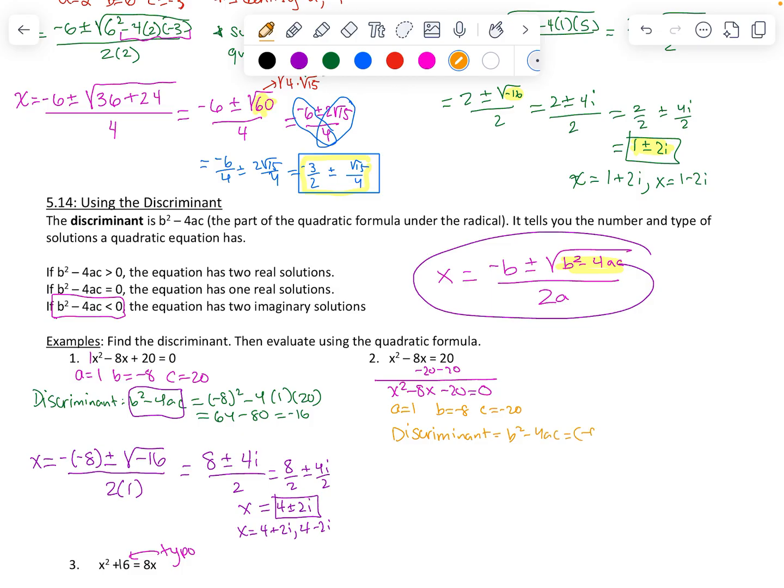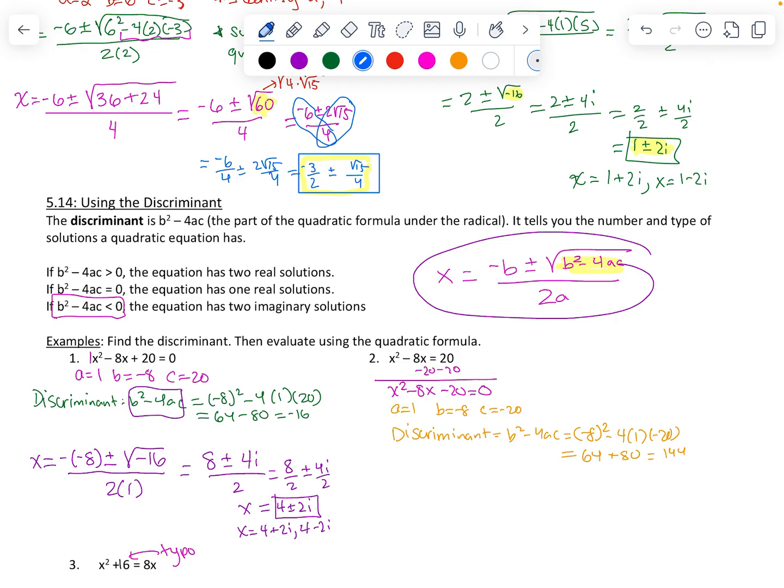So I end up getting -8 squared minus 4 times 1 times -20. I do end up getting 64, and I have two minuses in there, so it's going to become a positive, and it will be 80. 64 plus 80 is 144. And for this one, I have a positive discriminant, which means that I should hopefully have two real solutions.